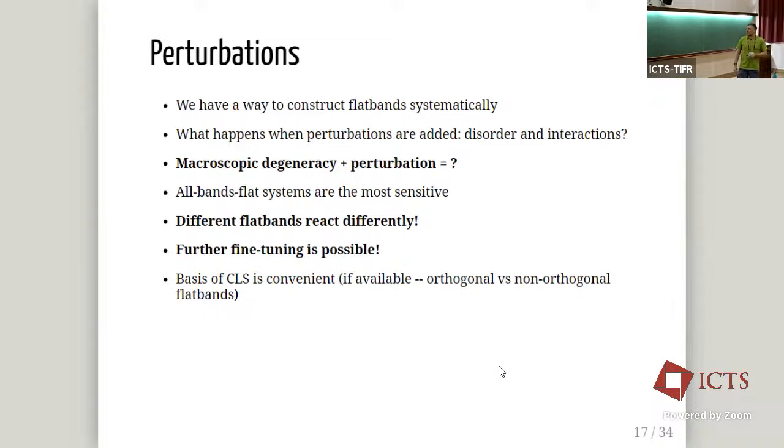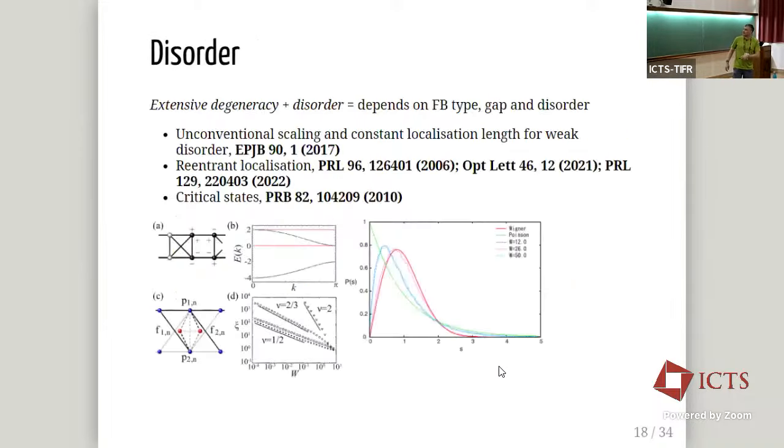Another important observation is that further fine-tuning is possible. You can combine flatband networks and the perturbations in specific ways to achieve further, so to say, degeneracy or desired properties, which I will illustrate. And finally, a more technical remark is that the basis of the compact localized states turns out to be instrumental in understanding the effect of the perturbations.